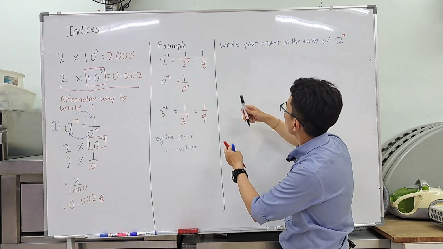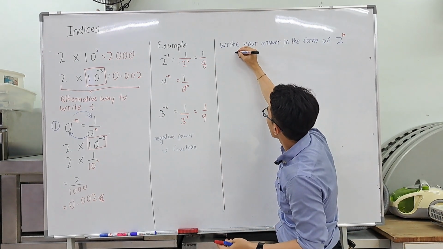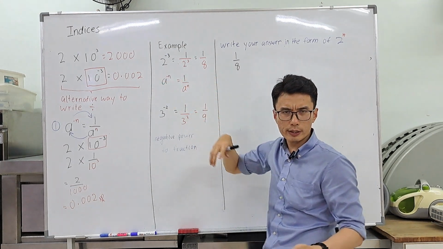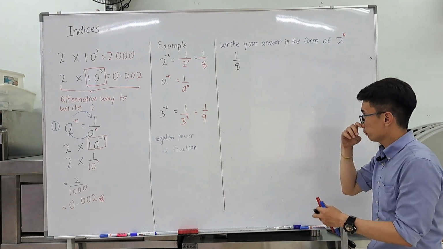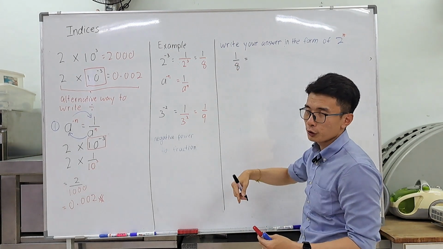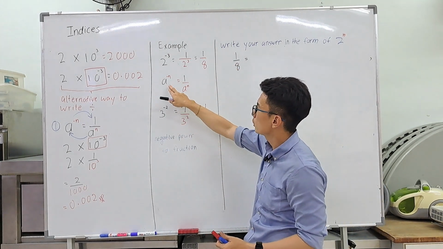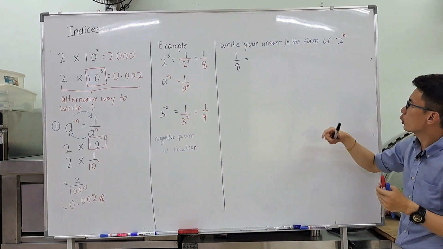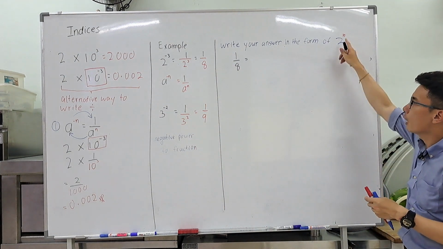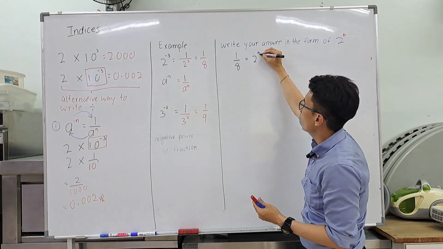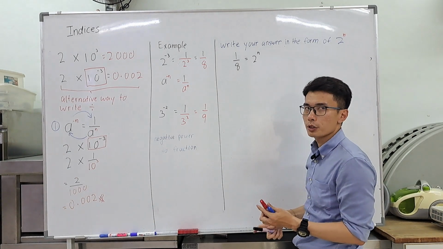Now, I'm going to write this down. My question is, I have 1 over 8, and I would like to change this back to this one. So what's the step over here? Now let's take a look. From a fraction, I want to change it to this form over here. And in my question, I would like to change it to 2 to the power of n. So what should I do over here?